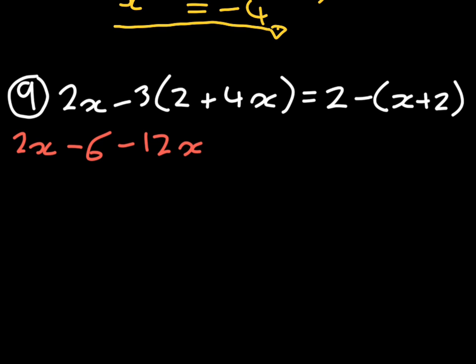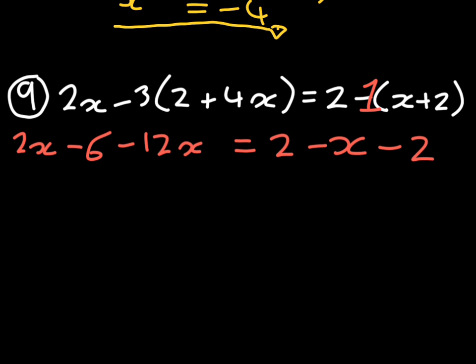12x. This equals 2 minus x, and remember there's essentially an invisible 1 in front of the brackets there, so it's essentially minus 1 times x. That's what gave us our minus x, and minus 1 times positive 2, that gives us minus 2.